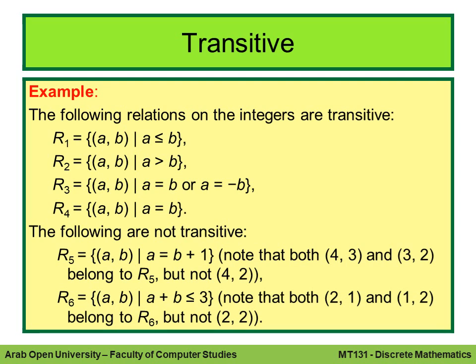Here is a counterexample. The other example of a relation that's not transitive is (a,b) such that a plus b is less than or equal to 3. It is clear that 2 is related to 1 and 1 is related to 2, but 2 is not related to 2.